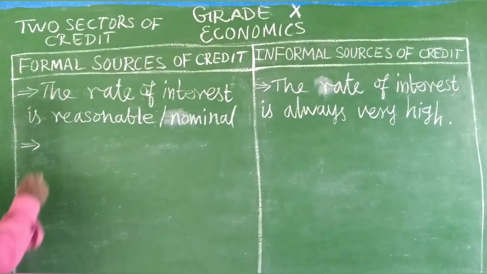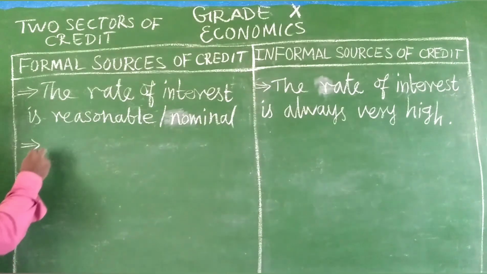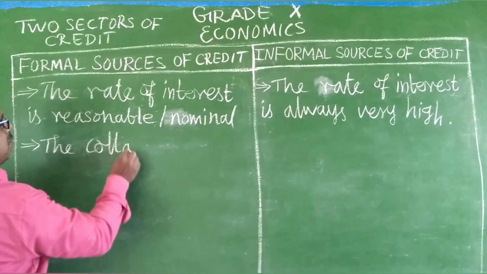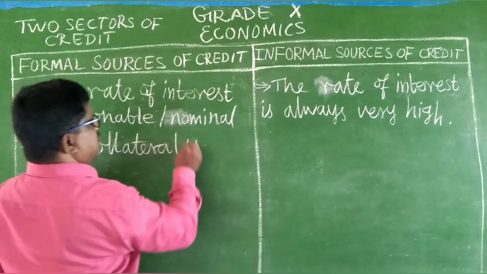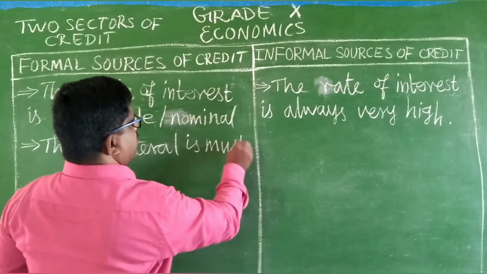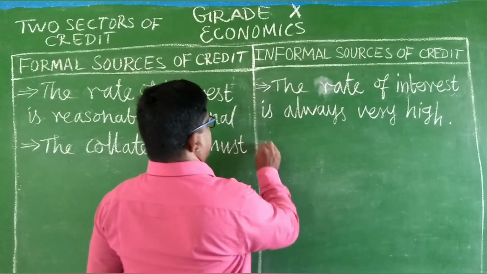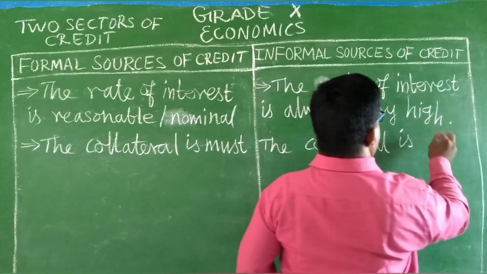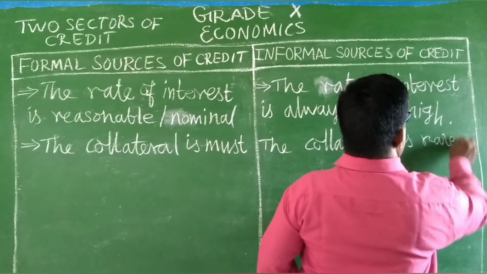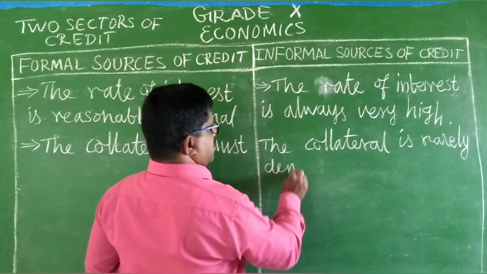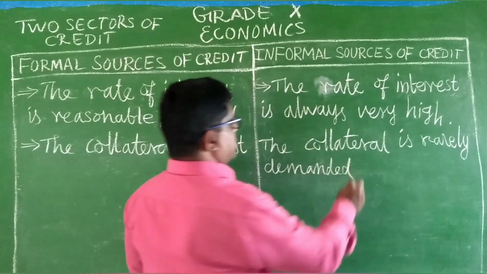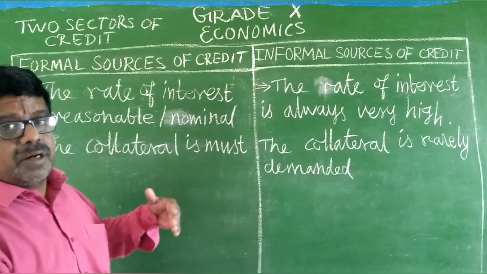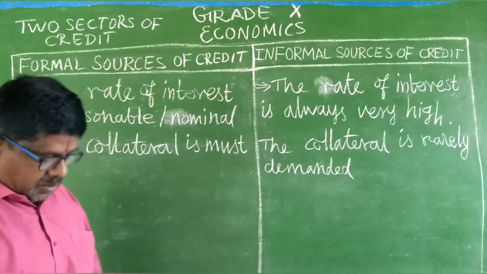In formal sources of credit, there is no chance of getting a loan without collateral. The collateral is a must. Whereas in informal sources of credit, collateral is rarely demanded, because the lender and borrower are personally well known to each other, so they do not demand any collateral.